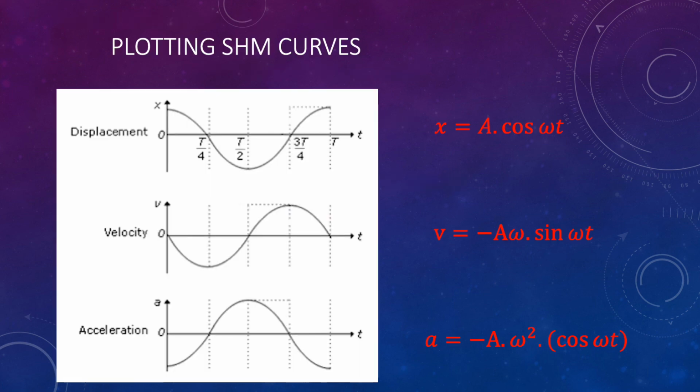Since we know the functions for displacement, velocity and acceleration, we can plot them along the time axis. Displacement is a cos function, velocity is a negative sine function, and acceleration is a negative cos function. Therefore, we can plot them as shown in the figure.